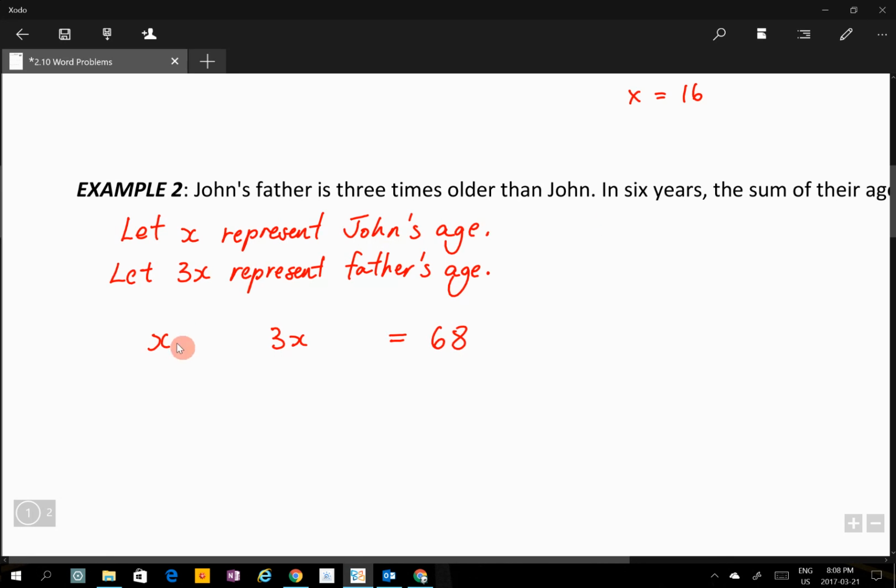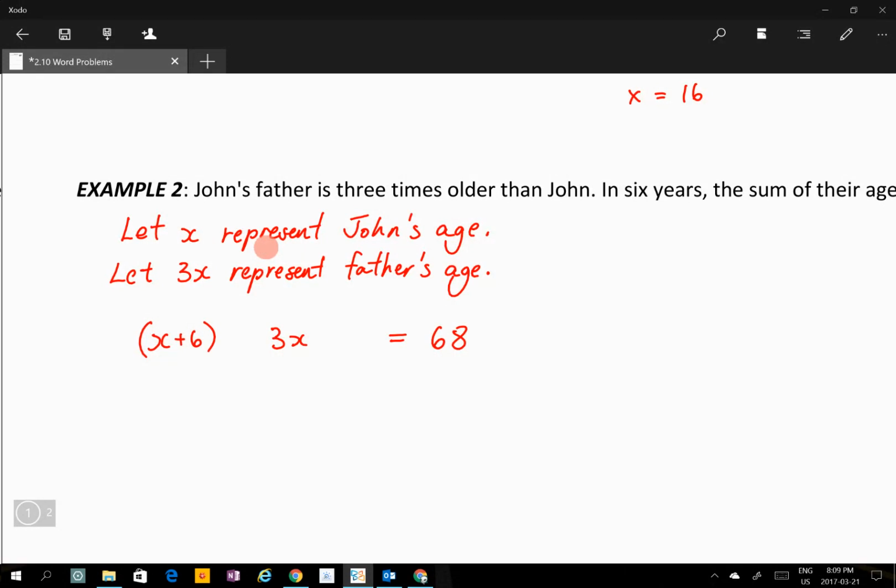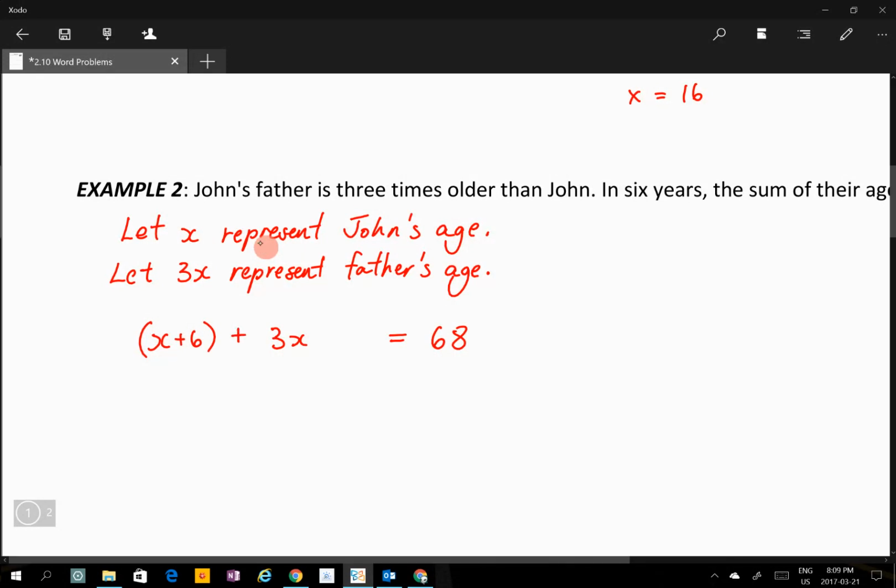So what I have to do is just adjust what I'm going to write here. So I'm going to use x plus 6 to represent John's age here, and in 6 years from now, I'm going to add it to the father's age, 3x plus 6 years from now. Okay, so remember, it's important to just note that this 6 represents the fact that we're doing this 6 years later.